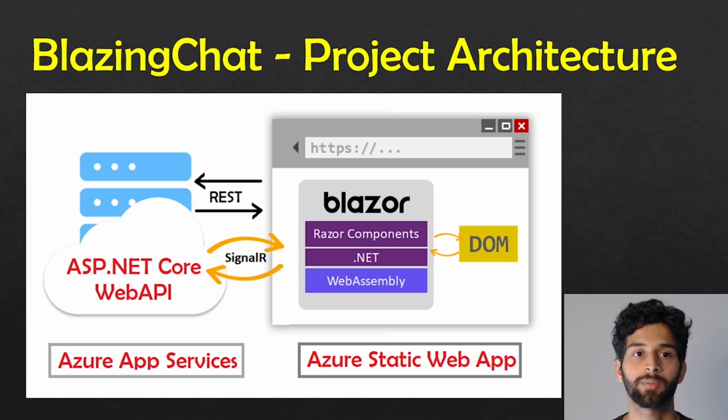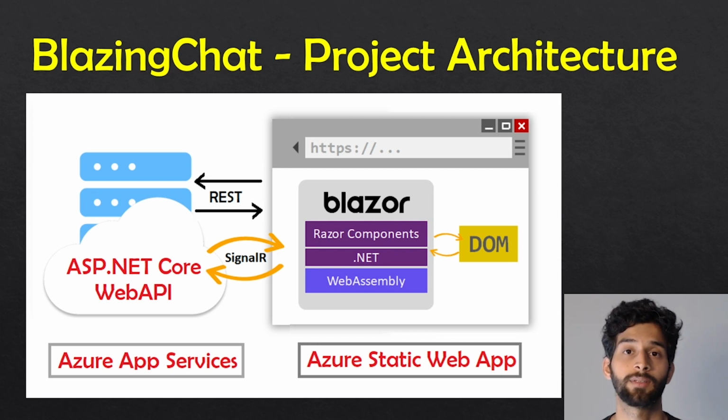So the architecture of BlazingChat is the client is a Blazor WebAssembly application because I want to use most of the resources on the client side. If I want to update UI, I don't want to trouble my server. I don't want to make requests to my server just to update UI, right? I want to use all the resources on the client side and use Blazor WebAssembly application.